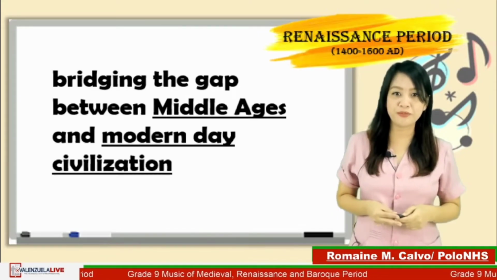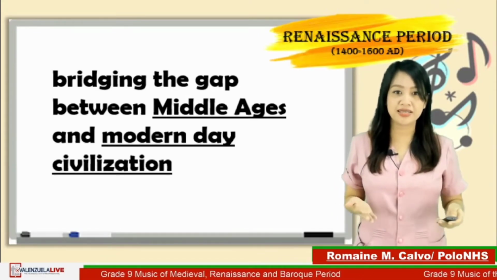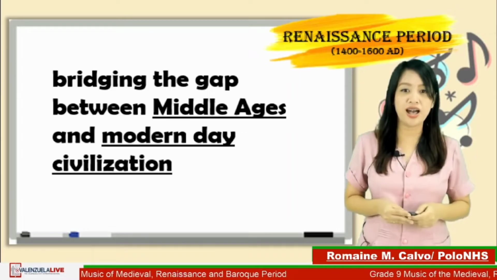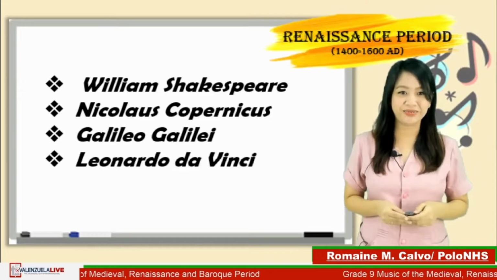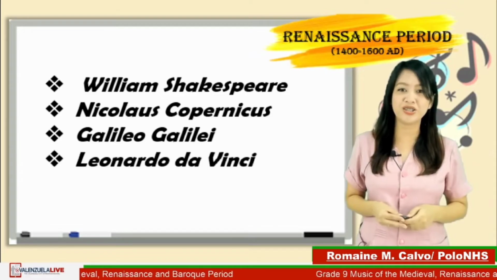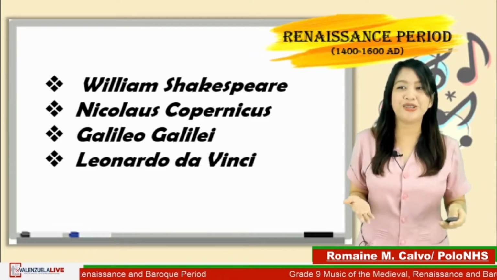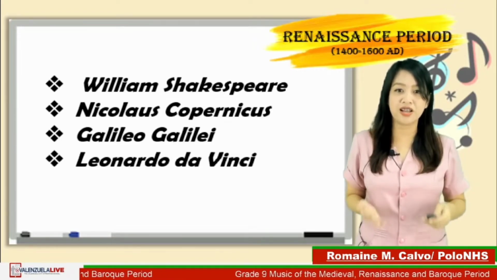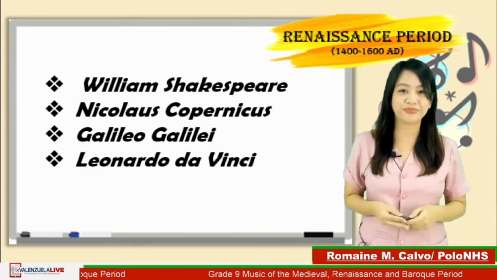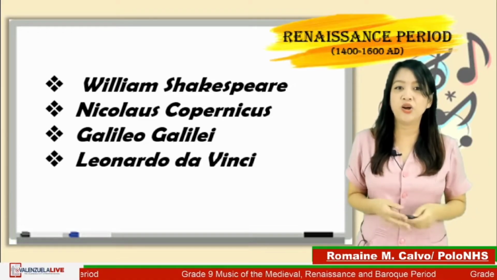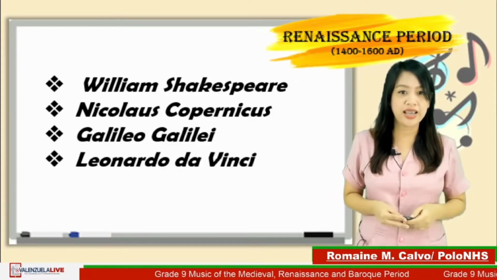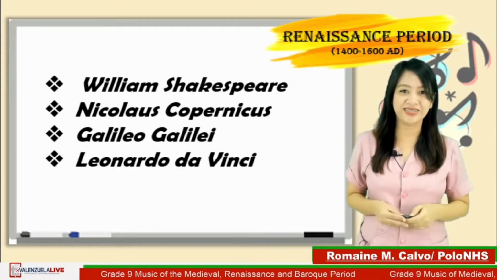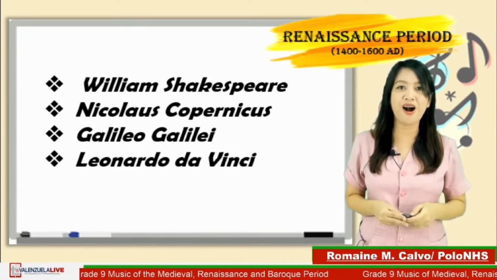Most of the greatest philosophers, authors, artists, and scientists became well-known in this era, such as William Shakespeare, the playwright who wrote Romeo and Juliet; Nicolaus Copernicus, an astronomer who proposed that the sun is the center of the solar system; Galileo Galilei, known for numerous scientific inventions including the telescope; and lastly, Leonardo da Vinci, who is known for his painting of the Mona Lisa.